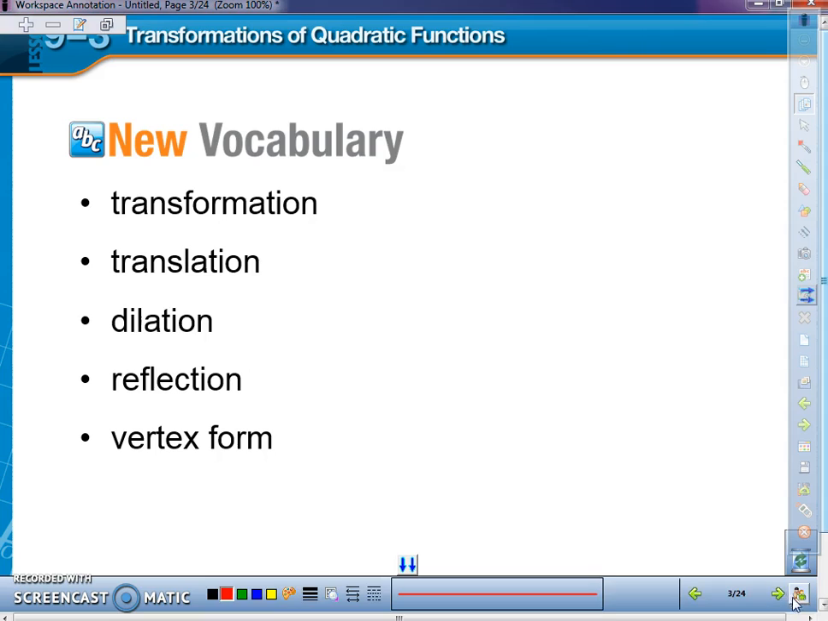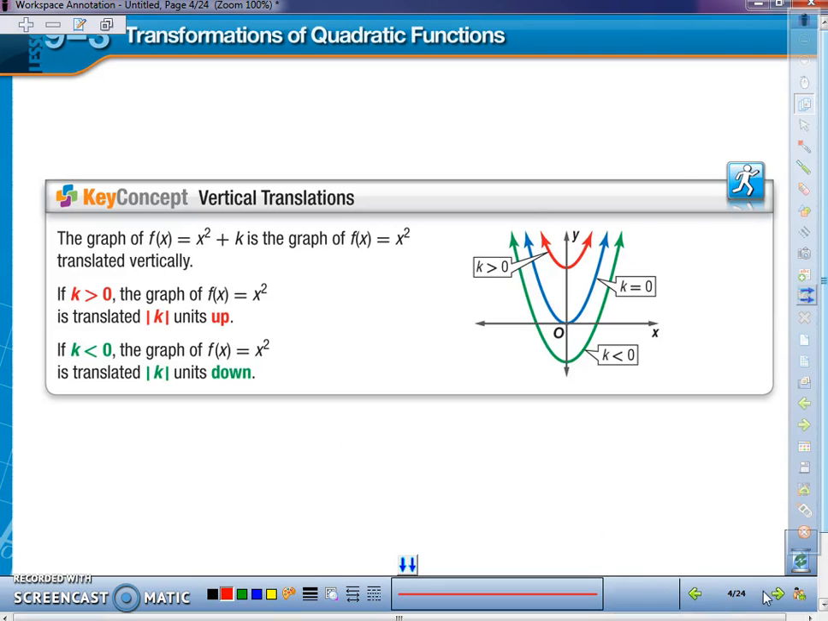All right, so here's your vocabulary: transformations, translations, dilations, reflections, and vertex form, which is a new way to look at the equations. Not going to do a lot with that, but that's at the end, so let's get going.